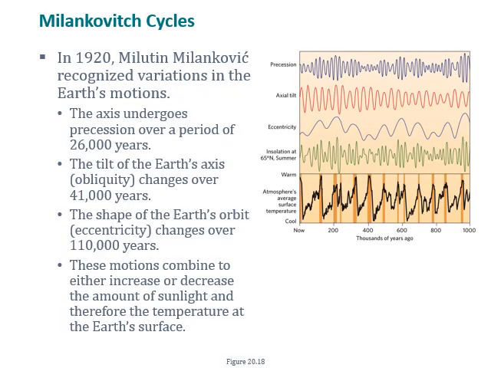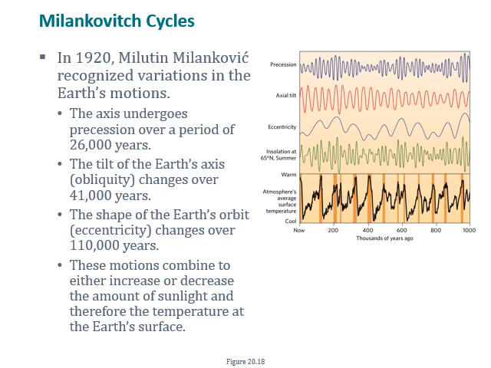In 1920, Milutin Milankovitch recognized variations in the Earth's motions. There are three. Earth's axis undergoes precession or wobbling over a period of 26,000 years. The tilt of Earth's axis, which is known as obliquity, also changes over a period of 41,000 years.